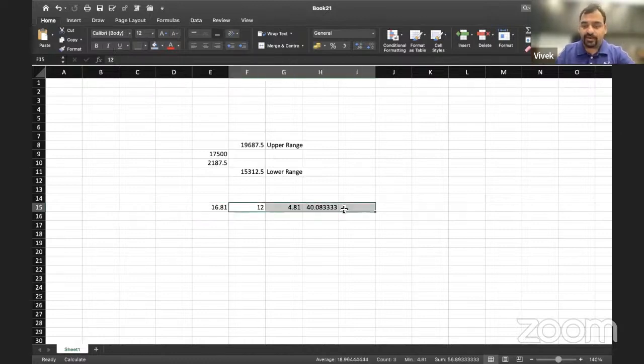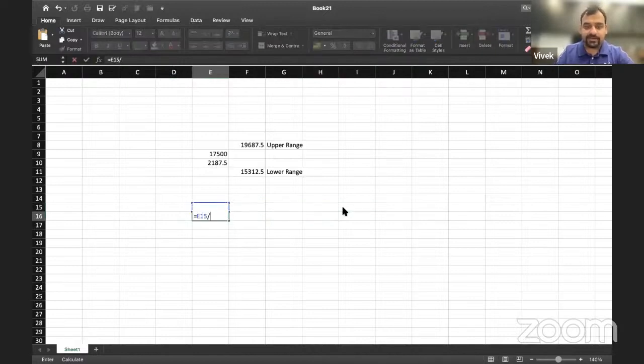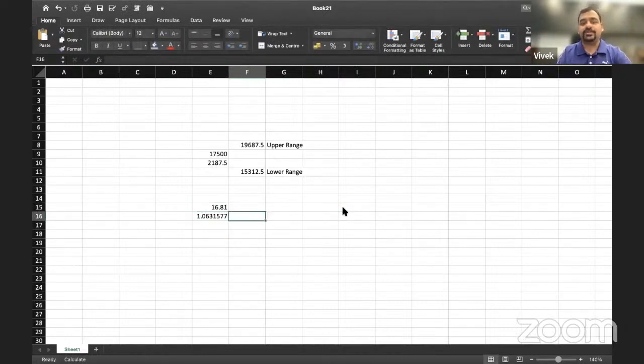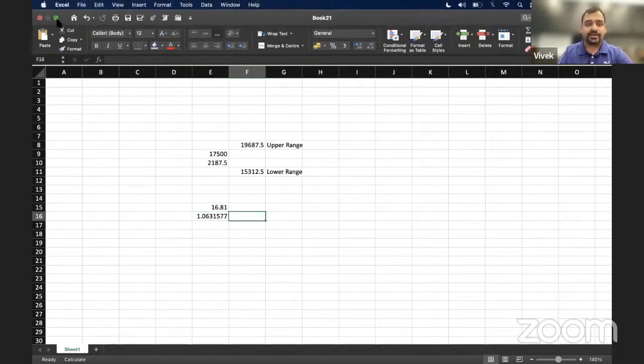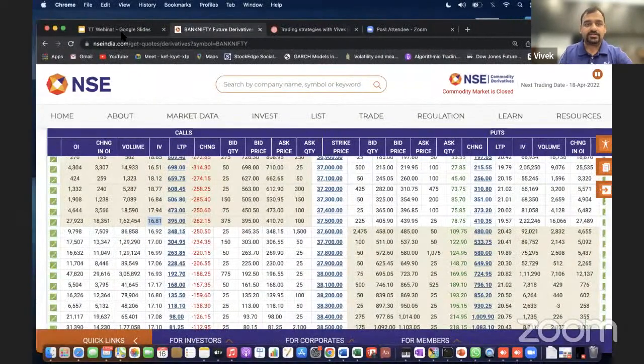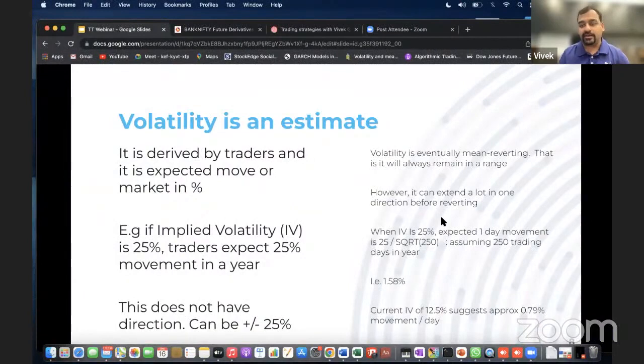So if we want to get the 1-day expected range of bank nifty, we divide this by the square root of 250, which gives around 1.06% as the expected range which traders are thinking can happen in the current bank nifty.